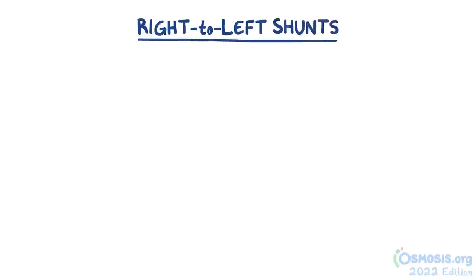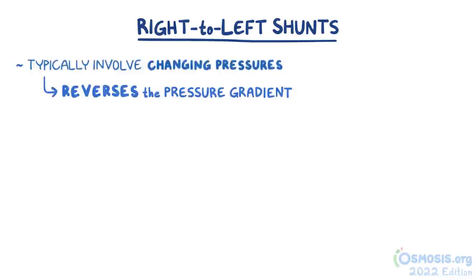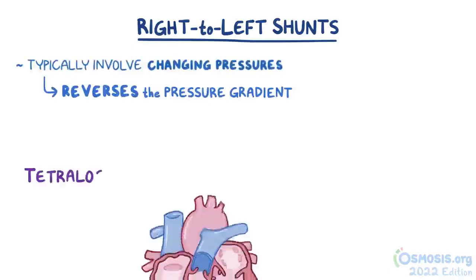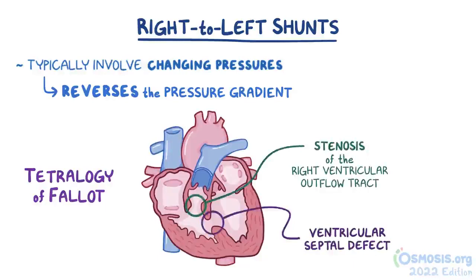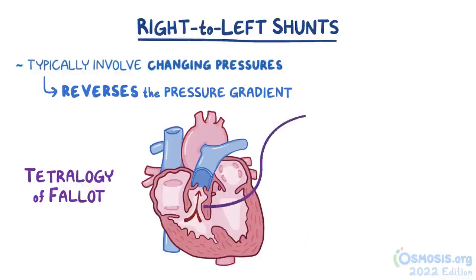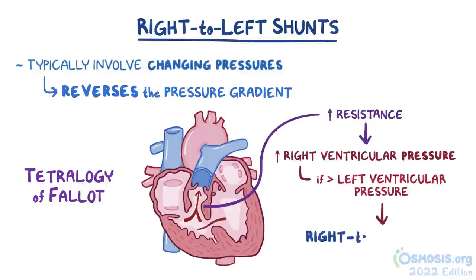On the flip side, in a right-to-left shunt, blood flows from the right side of the heart to the left. Normally, this wouldn't happen, because blood would not want to flow up its pressure gradient. But right-to-left shunts typically involve changing pressures in the chambers of the heart, which reverses the gradient. So, for example, in the congenital heart condition called tetralogy of Fallot, there's a large ventricular septal defect and stenosis, or narrowing, of the right ventricular outflow tract into the pulmonary artery. The right ventricular outflow tract stenosis increases the resistance to blood going into the pulmonary circulation, and that increases right ventricular pressure. If the right ventricular pressure exceeds left ventricular pressure, then blood can flow down the new pressure gradient, and a right-to-left shunt happens.